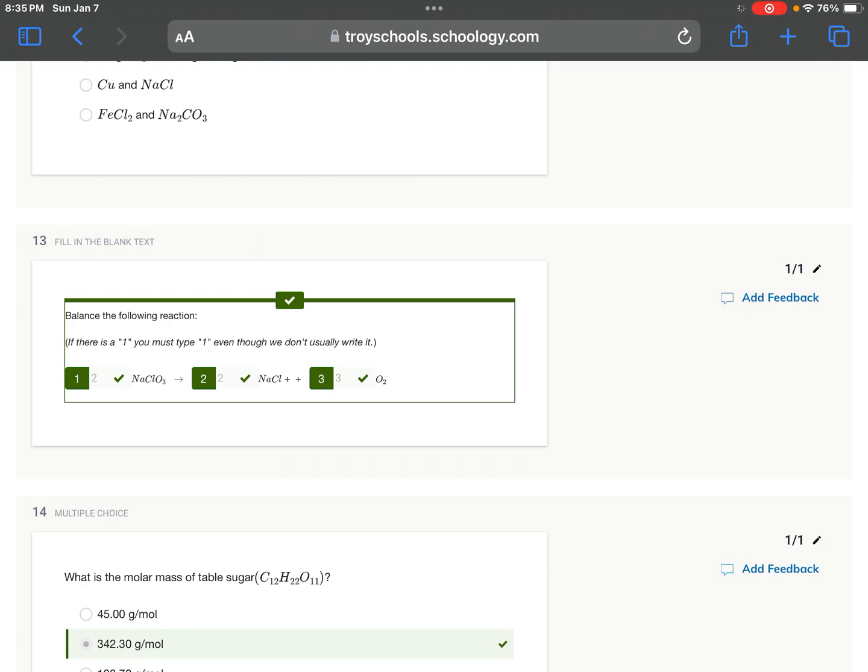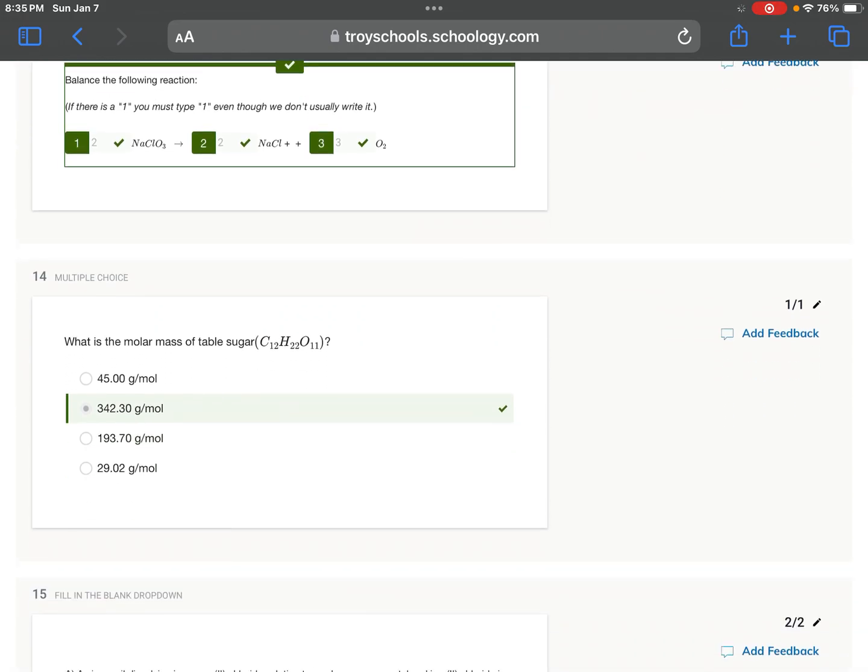13 is a balancing equation. Again, we're taking sodium chlorate and decomposing it into sodium chloride and oxygen. So that one is 2, 2, 3.